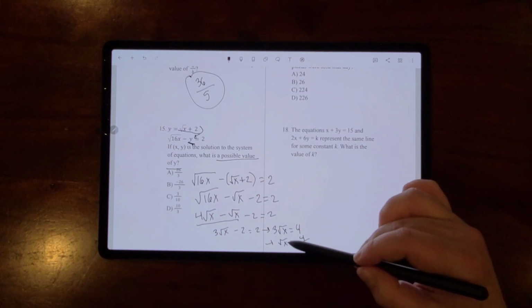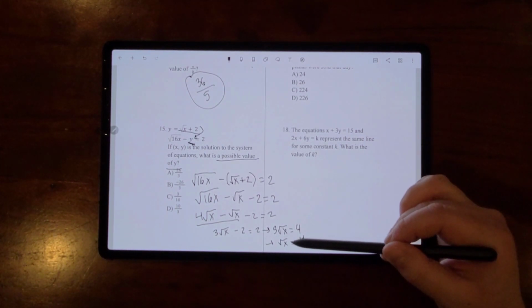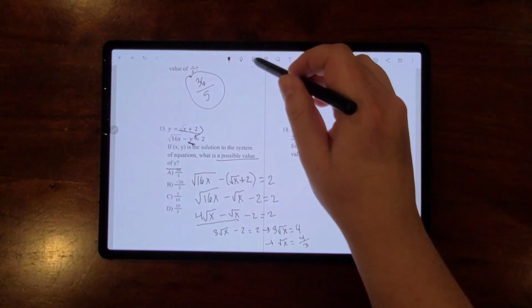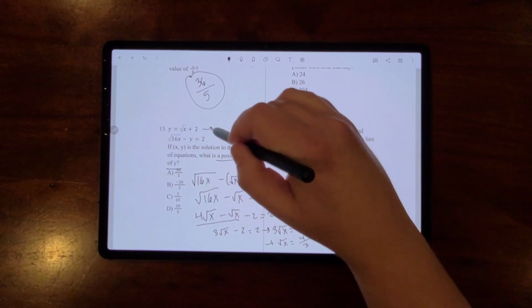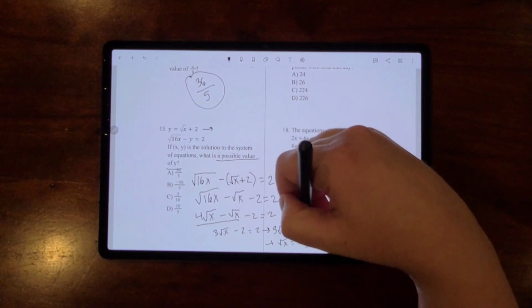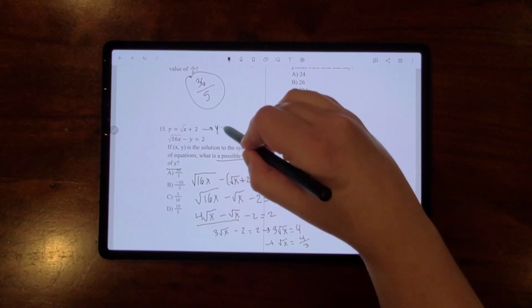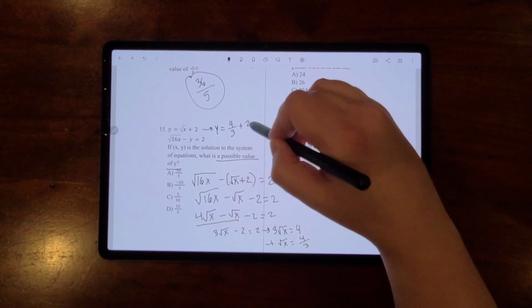And then I want to solve for, well, actually, I don't even need to solve for what x is, because what I could do to just make my life easier is take this first equation. I'm trying to find out what y is. So y is equal to whatever root x is plus 2. So I already know root x is 4/3. So that means y has to equal 4/3 plus 2.